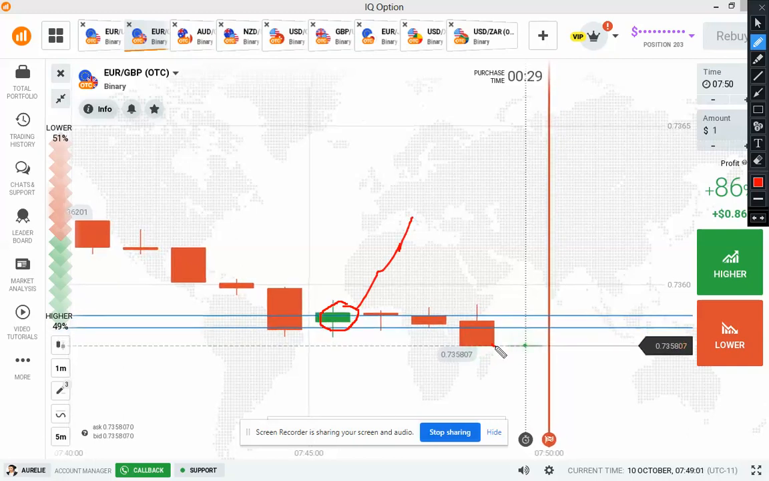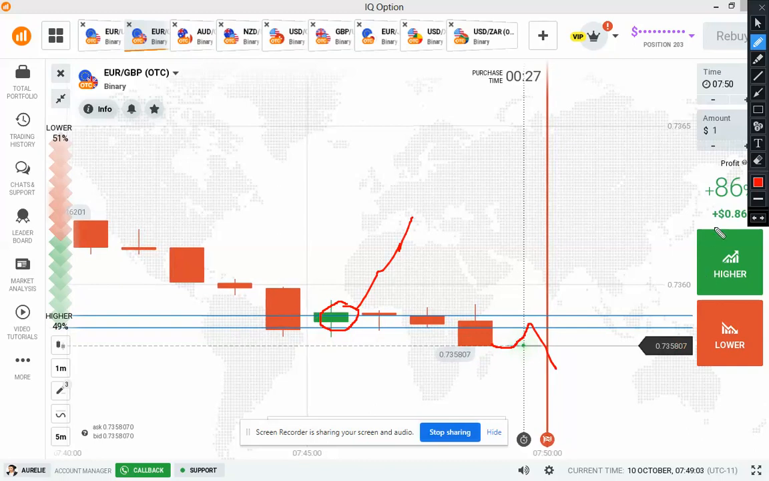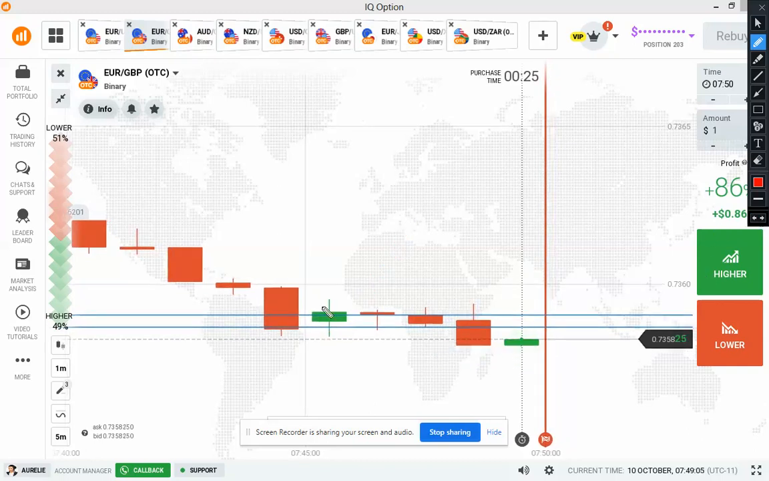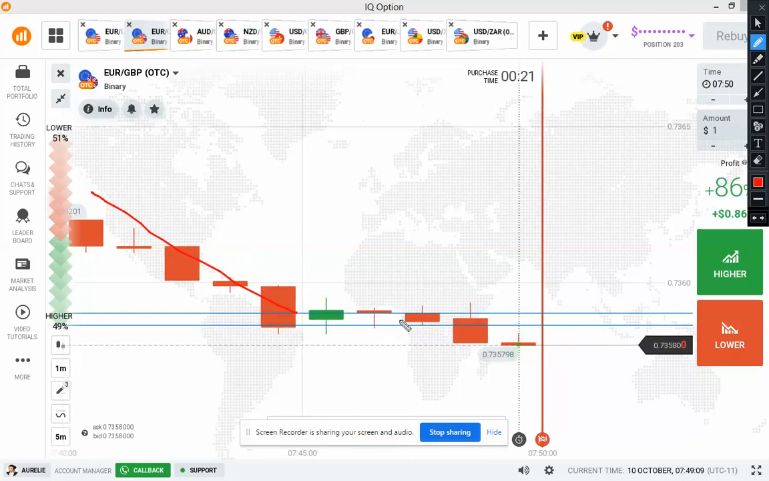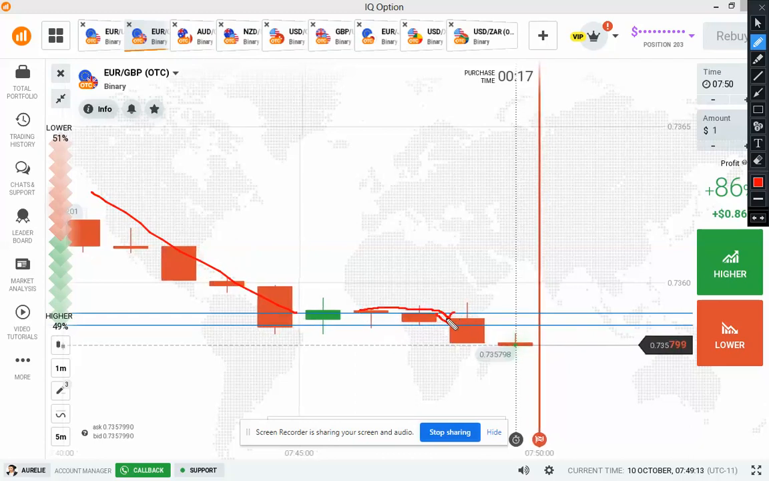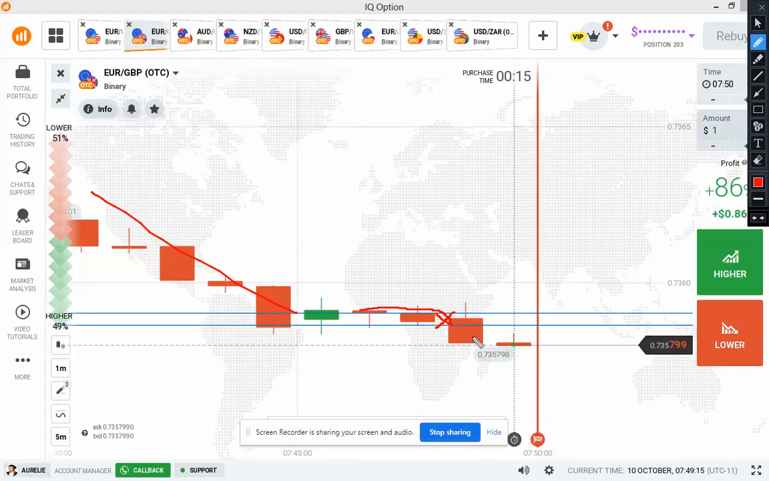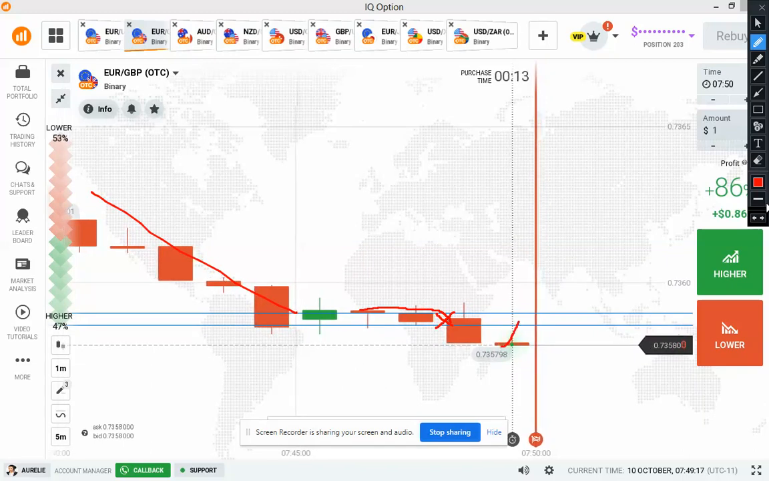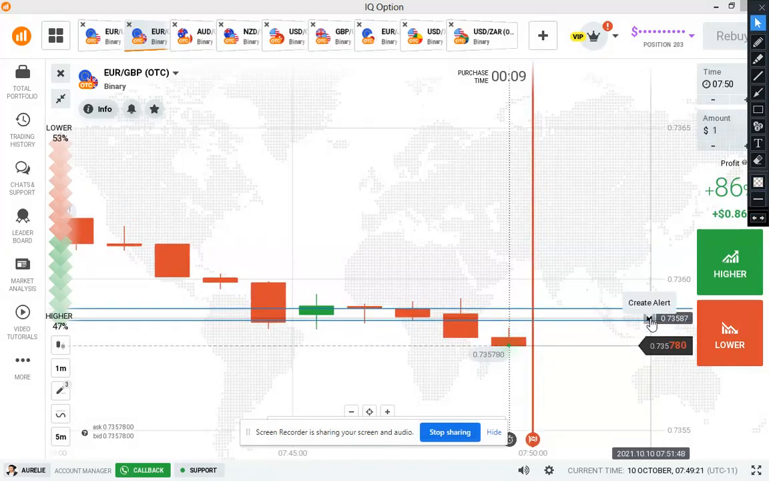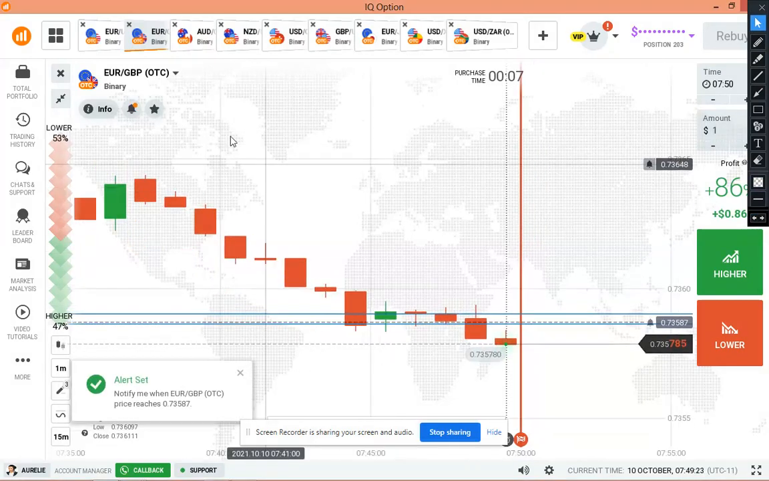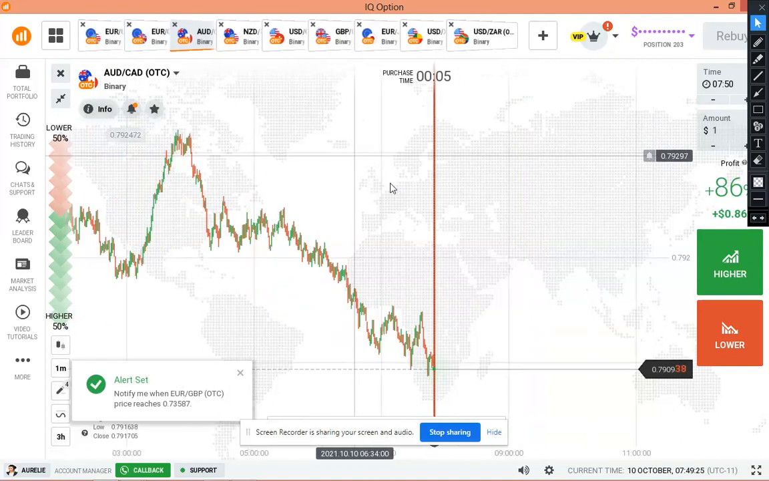So wait again, when the price reaches the zone, enter the put option, because the last candle that formed cannot withstand this bullish bearish momentum. So in that case, sellers might decide not to respect the level again. So wait for the price to reach the zone and place a put option. Let me create alerts so that we'll be notified when the price reaches the level.